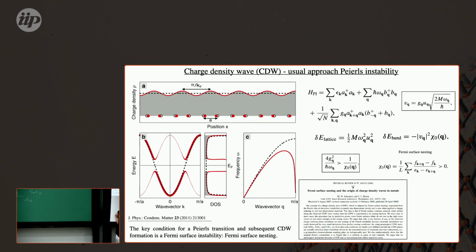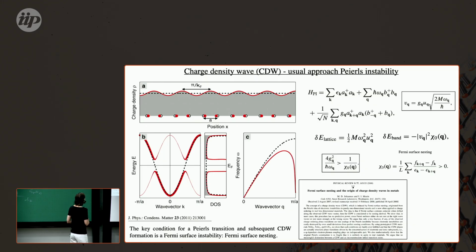Essentially, you know, the static displacement of phonons of the system gives rise to a potential, and this potential actually produces strain energy in the lattice, and that also changes the energy of the band, and the competition between these two is going to set the critical value for which this Peierls transition happens.